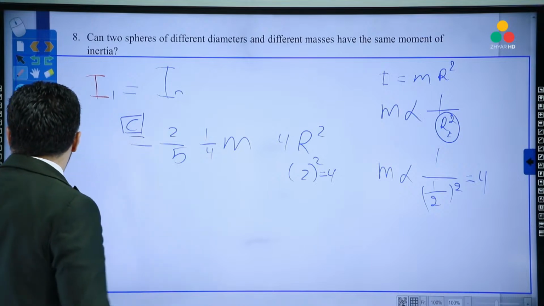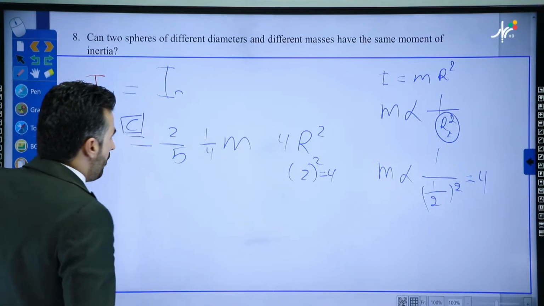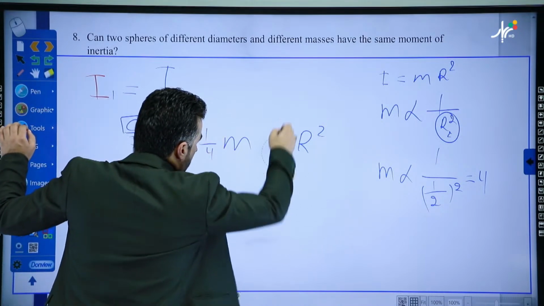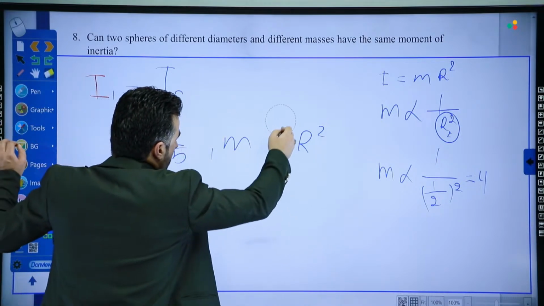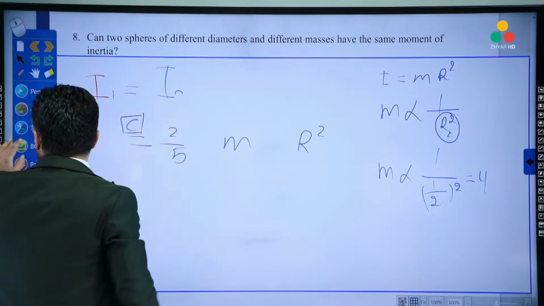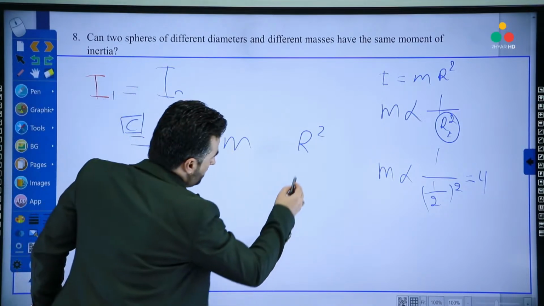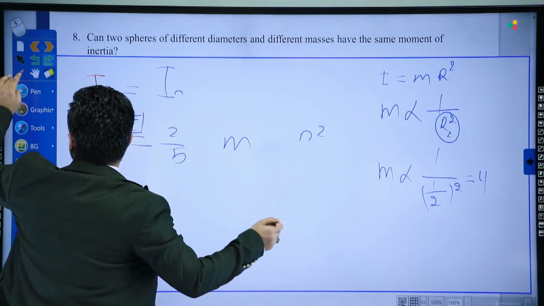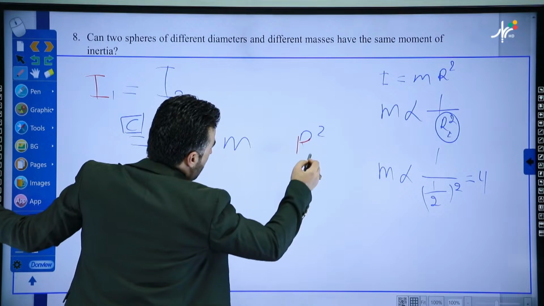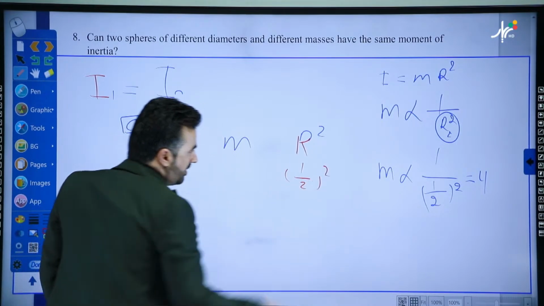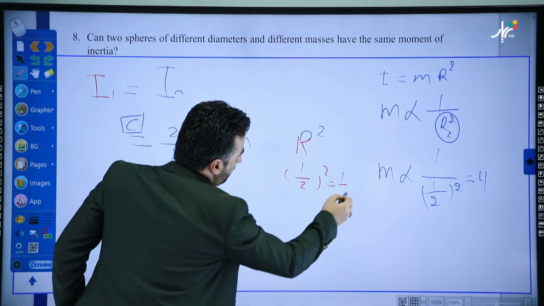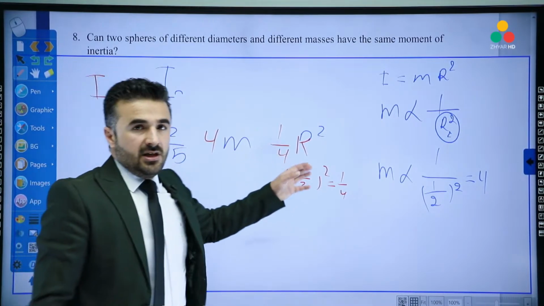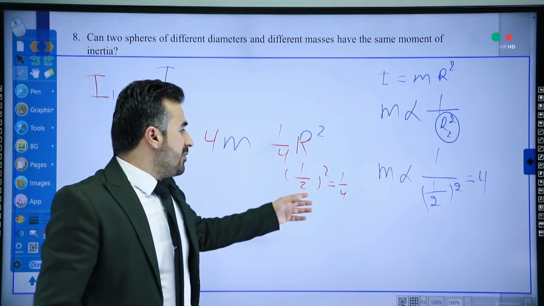But what we were saying previously, what would happen if the radius was half? All right, let's erase these. If the radius is half, 1 over 2, and you square this, of course, you will get 1 over 4. So if the radius squared gives 1 over 4, the mass has to be 4 times bigger so that they can cancel each other out.